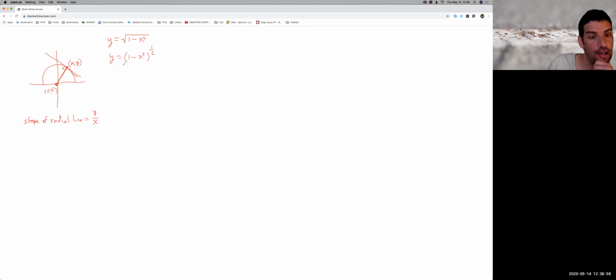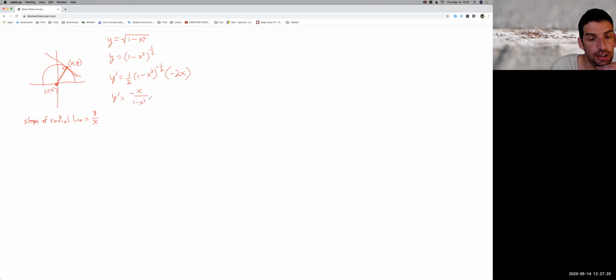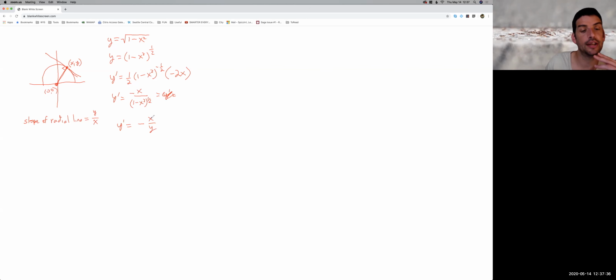Let's look at the slope of the derivative at this point. Well, y prime is going to be 1/2, 1 minus x squared to the negative 1/2 using the power rule, and then the chain rule gives us a negative 2x. Y prime, if we simplify and write this as a fraction, the 2's will cancel. I'm going to get negative x over 1 minus x squared to the 1/2. But 1 minus x squared to the 1/2 is just y. So y prime is equal to negative x over y.